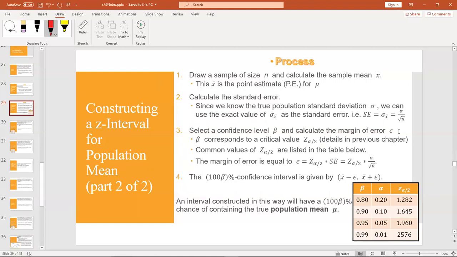The margin of error, that's epsilon. That's going to be the Z value from the table multiplied by the standard error. And for this particular set of problems, Z alpha over 2 times sigma over the square root of n. That will be how you would calculate that. And then the confidence interval is a range of values where you take the mean and subtract epsilon, and then you take the mean and add epsilon. That tells you the spread of values.